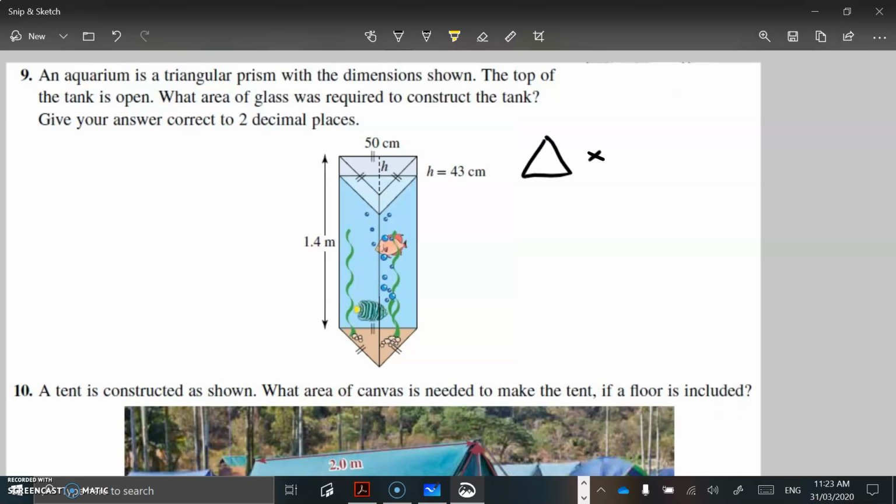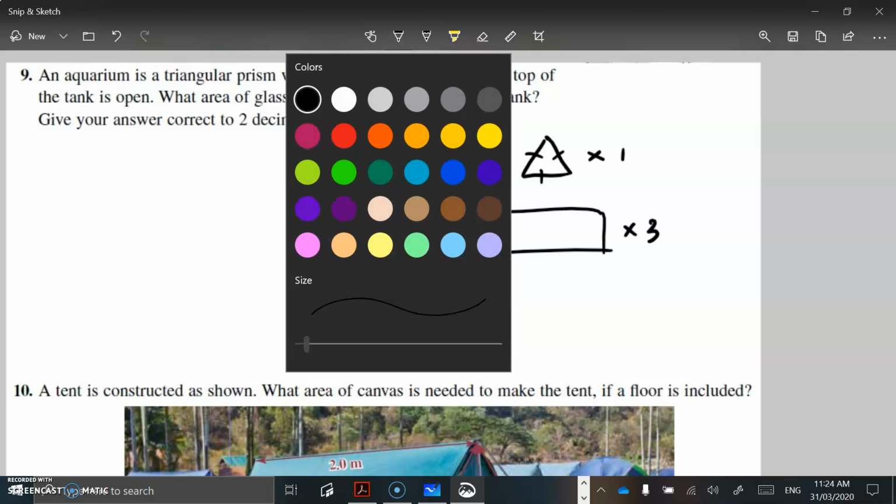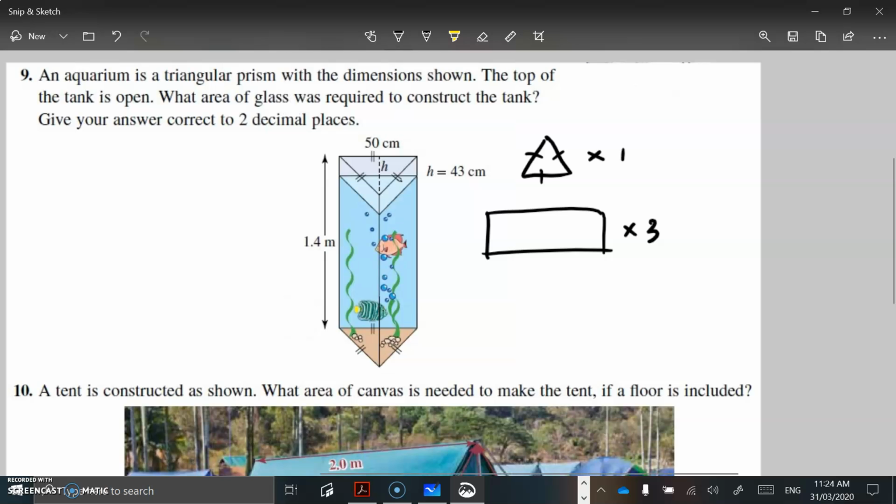So 1 triangle. And then we notice that the type of triangle is an equilateral triangle. That side, that side, and that side are all equal in length. So we could specify that that's an equilateral triangle. And then we have rectangles, so these walls here. And because it's equilateral, that means that each of these rectangles are going to be the same. So we'll have 3 of those. Now that we know what faces we're dealing with, let's actually solve those values.